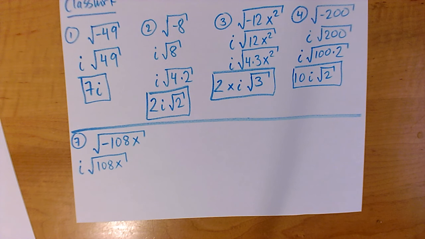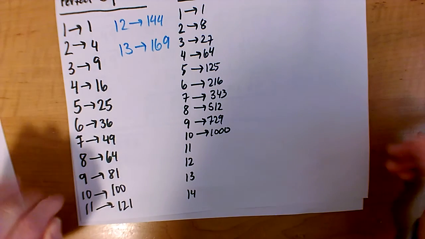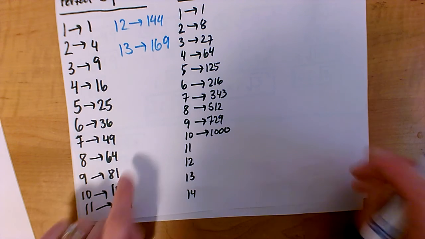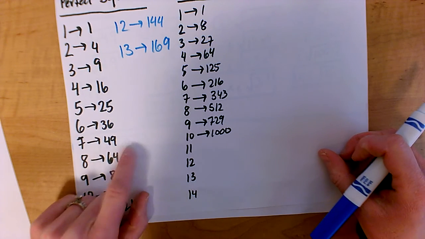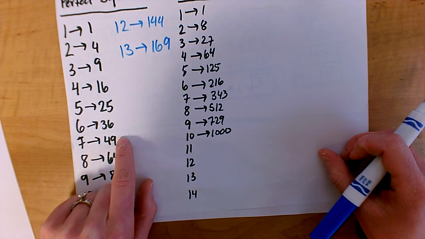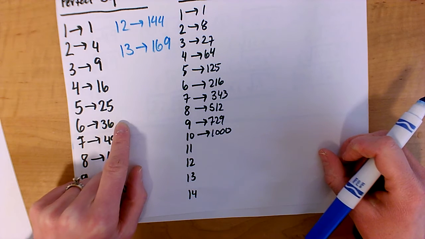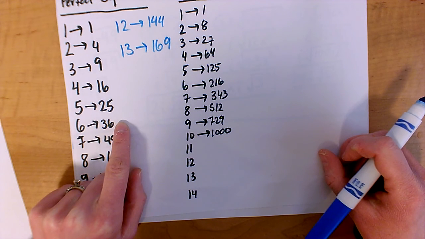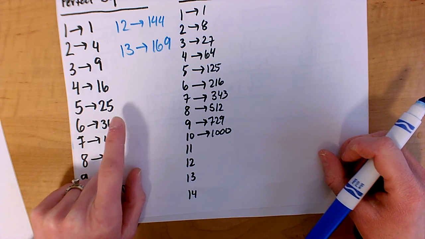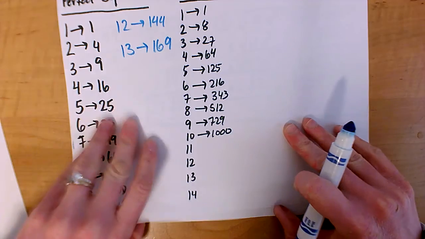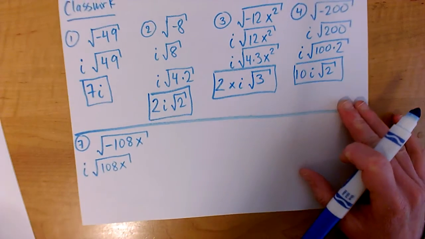So let's see. Half of 108 is going to be 54, and then if we go backwards from 54, I'm looking at my list. Half of 108 is 54, so 54 would be right here. So 49 is not a factor of 108. 36, I think 36 is. 36 times 3, yeah, 36 is a factor of 108.